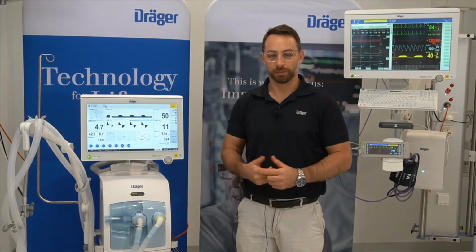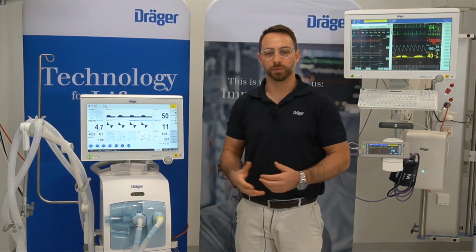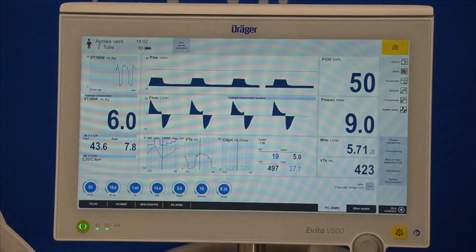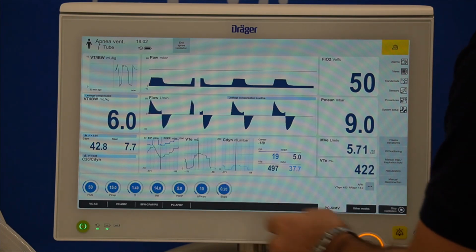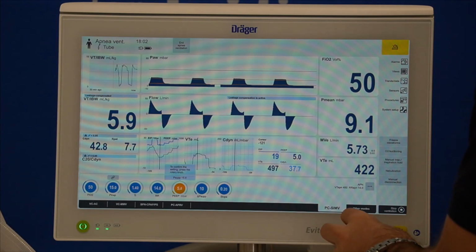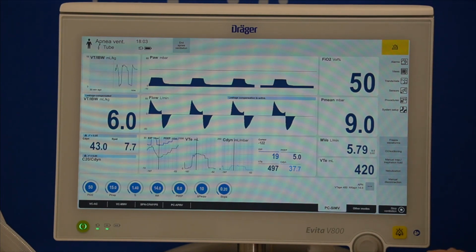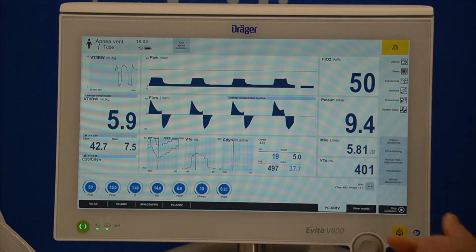Thanks, Christian. I'm now going to show you how to do an incremental recruitment manoeuvre on the AVITA V800. To perform an incremental PEEP recruitment manoeuvre, or incremental PEEP and PEEP-inspired recruitment manoeuvre, on the AVITA V800, simply select your PEEP, increase it accordingly, and do a stepwise approach until you get to the level of PEEP you want to achieve, and then a stepwise approach down.